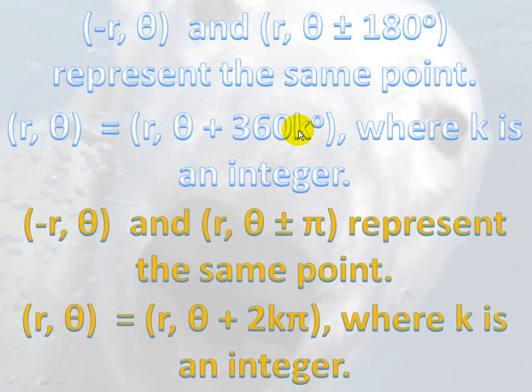In other words, as long as k is an integer, this r, theta is the same as r, theta plus 360k, where k is an integer. And describing it with radians, r, theta is the same as r, theta plus 2k pi, where k is an integer. So that's something to keep in mind. It's because since we're using theta, theta has coterminal angles, in fact an infinite number of coterminal angles. It differs from the rectangular coordinate system in that way.